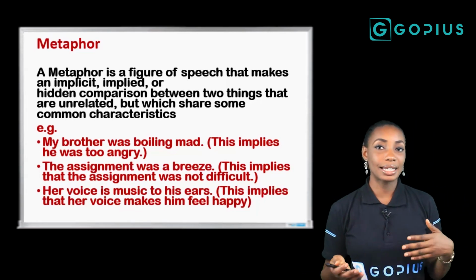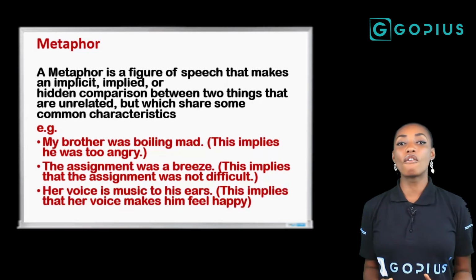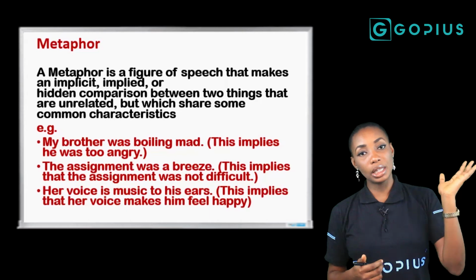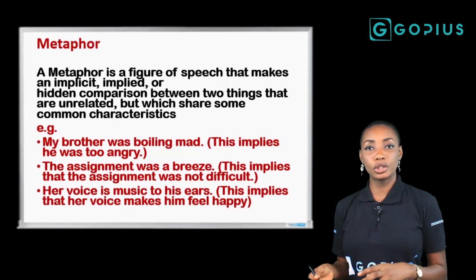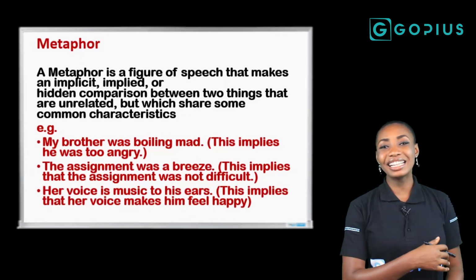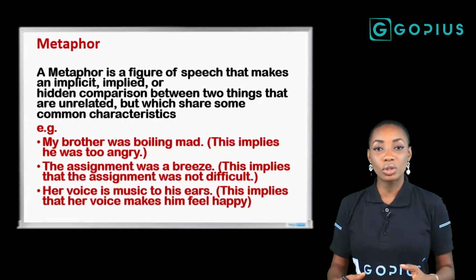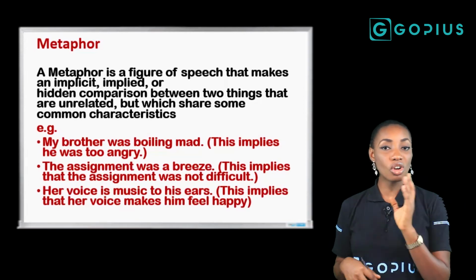This implies that the assignment was not difficult. The denotative meaning of breeze would be the wind, so easy, calmly passing. So that is why the person put the assignment and breeze together, and he just directly related it and said the assignment was a breeze, just equally to it. So the breeze means it was easy, it was soft, it was calm.